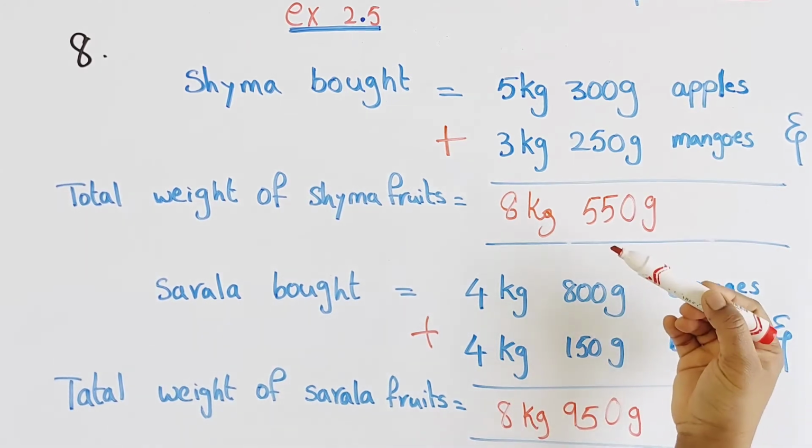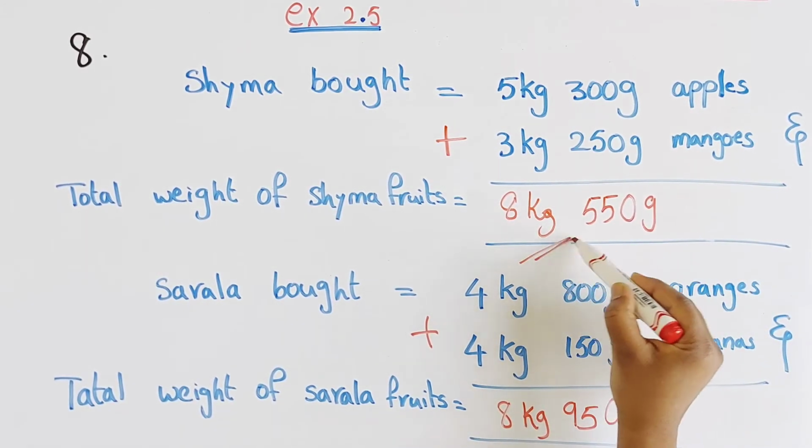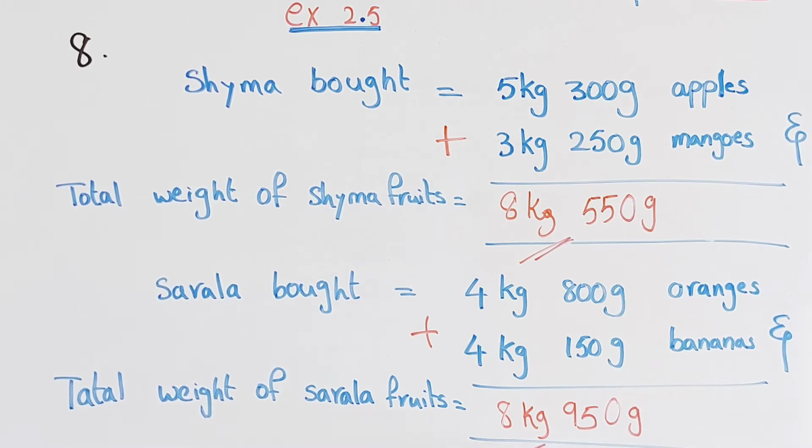Now tell me, Shyama's is 8 kg, Sarala's is also 8 kg. Now we have to compare grams. Here 550 grams, here 950 grams. Who bought more fruits? It is Sarala. 950 grams is greater than 550 grams. So Sarala bought more fruits. Correct, children?